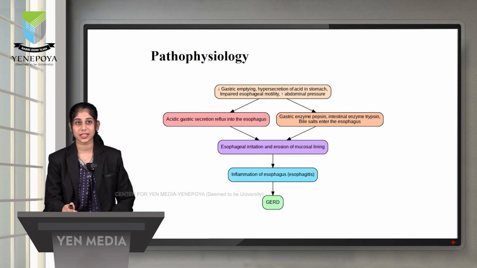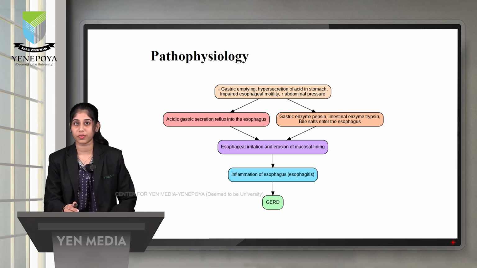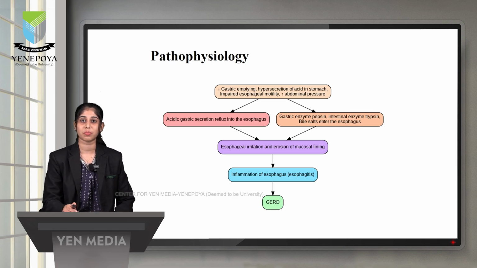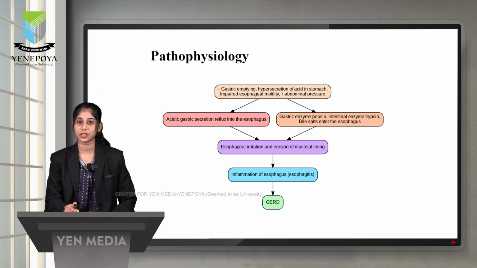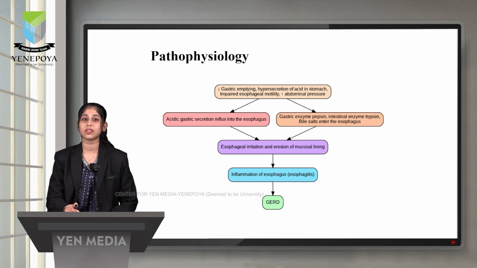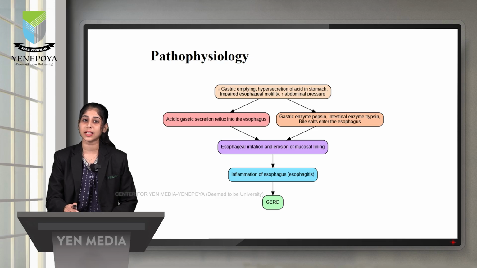We have the pathophysiology, that is the last part. So decrease in gastric emptying, hypersecretion of acid in the stomach or impaired esophageal motility and increase in abdominal pressure, all of this will lead to acidic gastric secretion reflux into the esophagus, as well as gastric enzymes such as pepsin, intestinal enzymes such as trypsin and bile salts, it will enter the esophagus. Once it enters the esophagus, there will be esophageal irritation and erosion, that is washing out of mucosal lining. Once there is irritation in the esophagus, there will be inflammation of the esophagus, which is also called esophagitis. So once there is inflammation, it will ultimately lead to GERD.